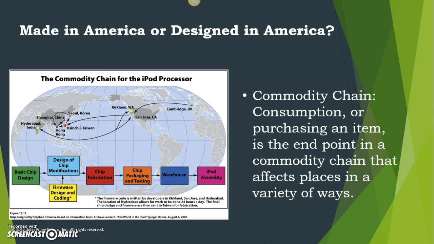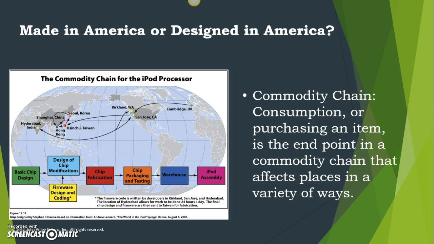Then once they've got the coding figured out, and they've got the firmware design, then they go through and they fabricate it. Fabricate is a fancy word for make. And that occurs mostly in China, a little bit in Taiwan, and it gets packaged and tested in Taiwan and Korea. Right, shipped to a warehouse in Hong Kong, where it's held until it's needed for assembly, which occurs in China. And then, and only then, once the iPod's been assembled, is it shipped back over to the US for you to go to Best Buy or Target or Fred Meyer's or someplace like that and buy it.